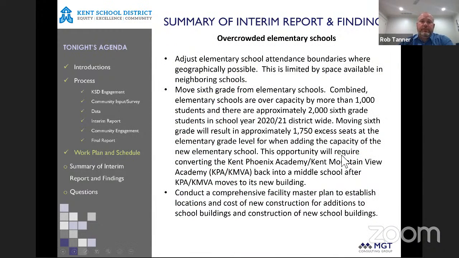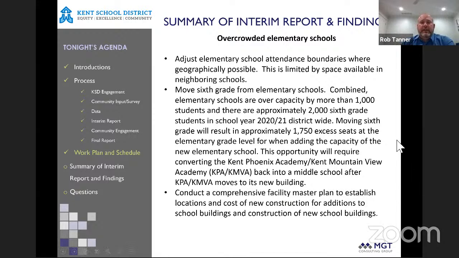So overcrowding of elementary schools, when we look at addressing that, we're proposing adjusting elementary school boundaries where we geographically could. What I mean by that is, if we have an elementary school that is over capacity, but the elementary schools surrounding it are also over capacity, then it's really not going to do us much good to change those boundaries. So we had about four scenarios where we're changing, I think, nine elementary school boundaries, where we could, based upon the space available in neighboring schools.